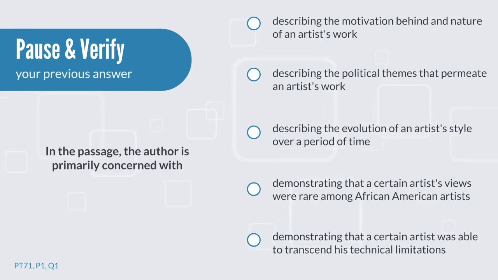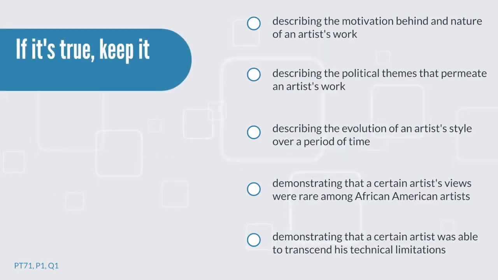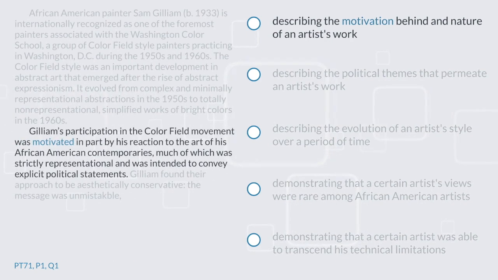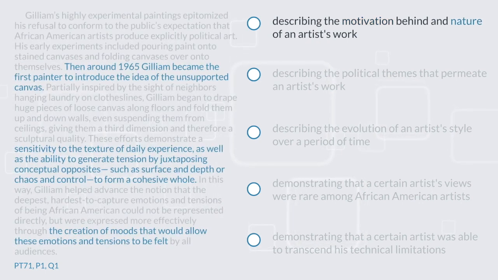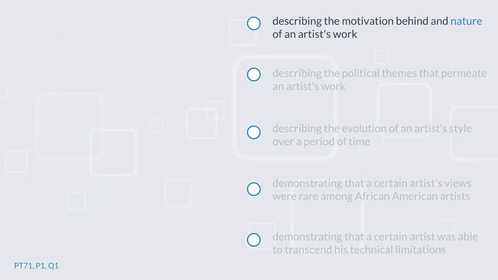It's hard to predict correct answers here, so just think to yourself, if I can match it up, I'm going to keep it on the first pass. Do we talk about motivation? Yes, the headline of paragraph 2. Do we talk about the nature of his art? Yeah, throughout paragraph 3, they tell us its style, some of the stuff he did. Keep it.